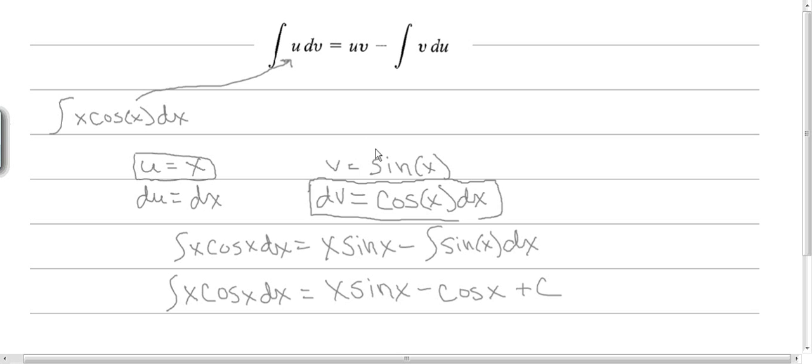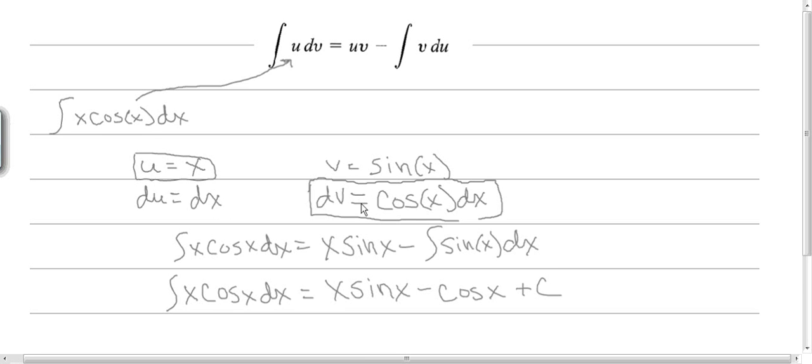Now, if I pick sine, or I mean rather cosine, to be u, if you take the derivative of cosine, you get minus sine. It didn't simplify any. Whereas I knew that if I took the derivative of x, I'd get 1 times dx, and that's a lot simpler. Okay? So that was the reason.